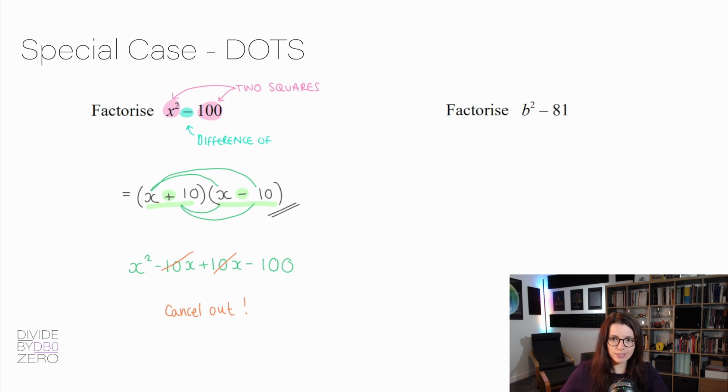For the next one, factorise b squared minus 81. That's DOTS again. So if we do the trick, open up the two brackets. In this case, we'll have a b and a b, and then the square root of 81 is 9, so we can put 9 and 9, 1 plus, 1 minus, and we're done.